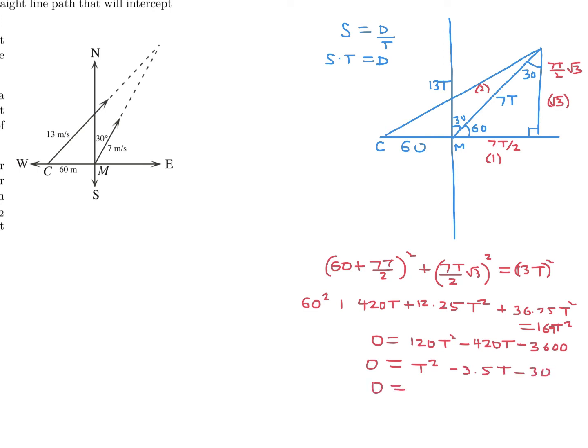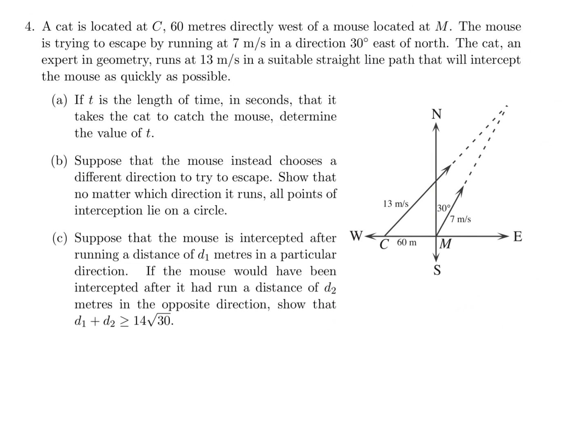And I'm pretty sure this factors: t is either 7.5 or negative 4. Since t represents a time, it's obviously not going to be negative. So t is equal to 7.5. That is the answer to the question, which, to remind, was: if t is the length of time in seconds that it takes the cat to catch the mouse, determine the value of t. It's 7.5 seconds. Okay, great. So we got part A.